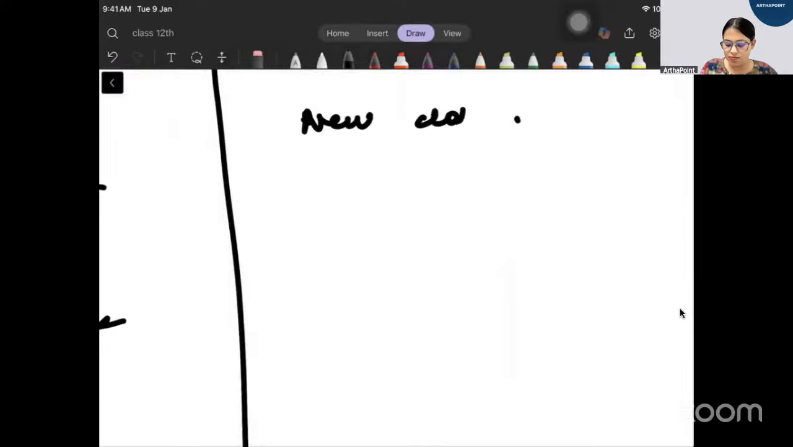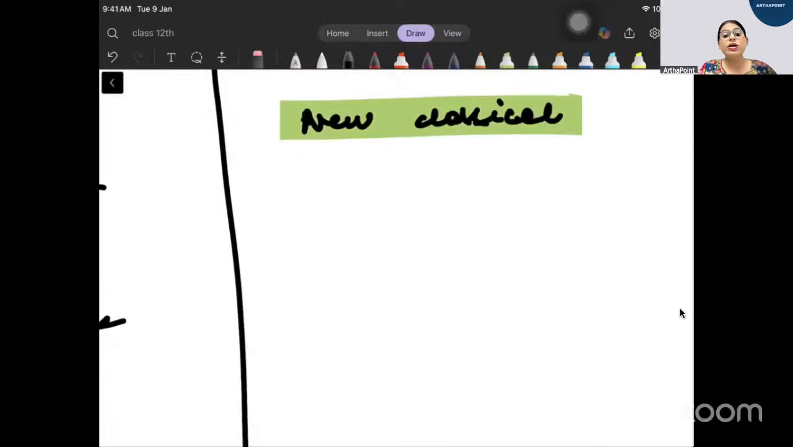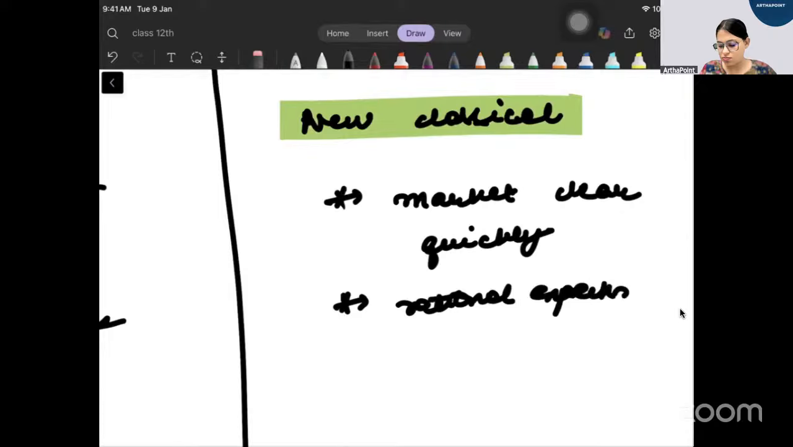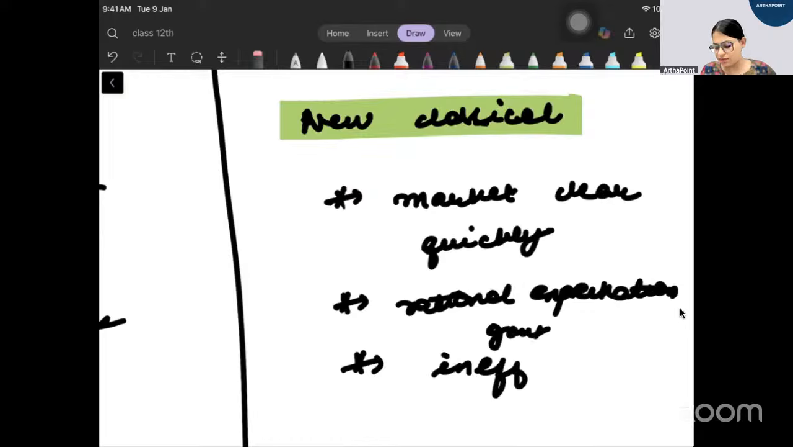न्यू क्लासिकल, अगर हम न्यू क्लासिकल के साथ इसको कॉन्ट्रास्ट करें, सो दे सेड मार्केट क्लियर्स क्विकली. They said we have rational expectations. They said government intervention is ineffective. Government के intervention की जरूरत नहीं है. Right? So classical macroeconomist, new classical macroeconomist cannot be the answer.